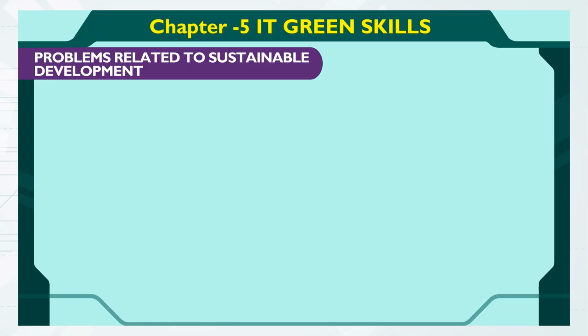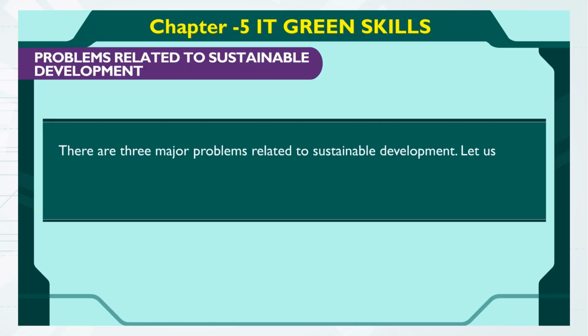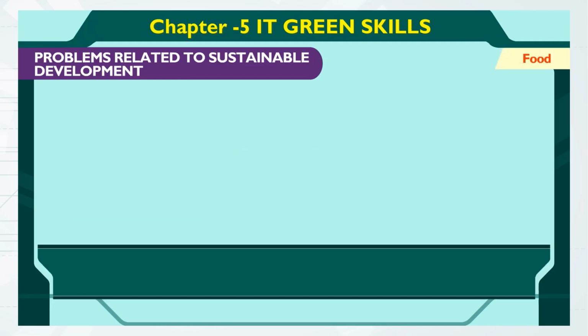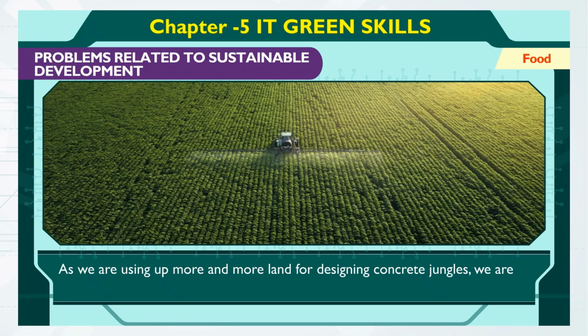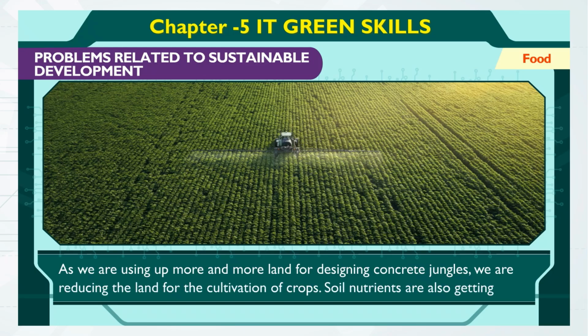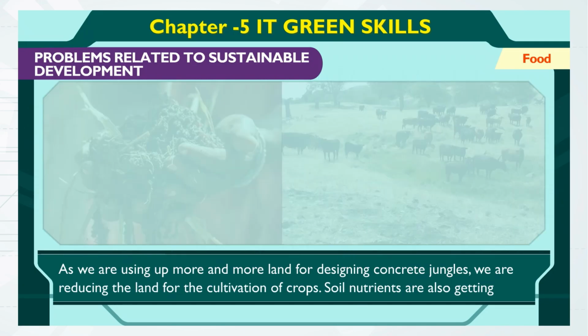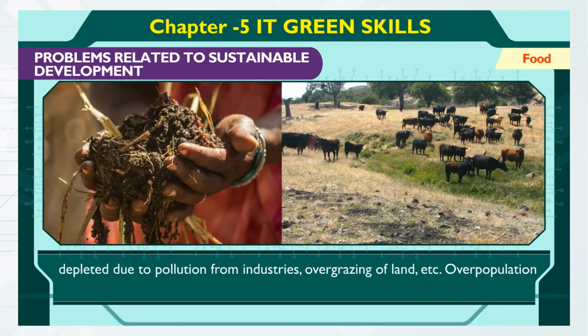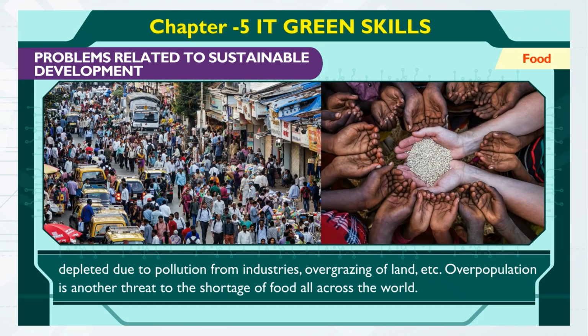Problems related to sustainable development. There are 3 major problems related to sustainable development. Let us discuss them. Food. As we are using up more and more land for designing concrete jungles, we are reducing the land for the cultivation of crops. Soil nutrients are also getting depleted due to pollution from industries, overgrazing of land, etc. Overpopulation is another threat to the shortage of food all across the world.